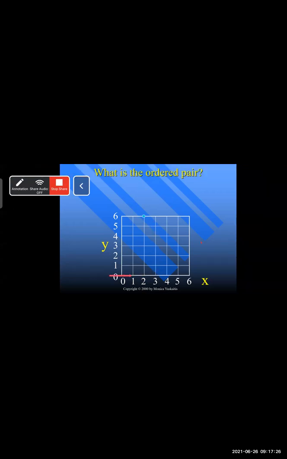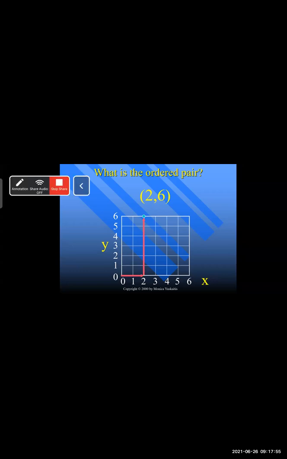Second, what is the ordered pair? This one is 2 comma 6. It's simple. Here we move 2 steps towards the right side of the horizontal line, that is positive 1, 2. And on the y-axis we get 6: 1, 2, 3, 4, 5, 6. So the ordered pair is 2 comma 6.